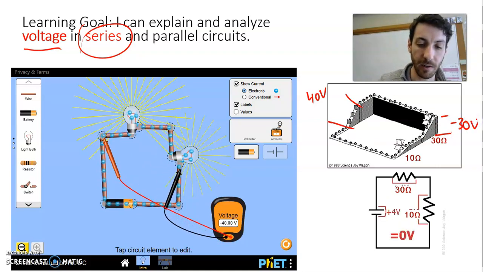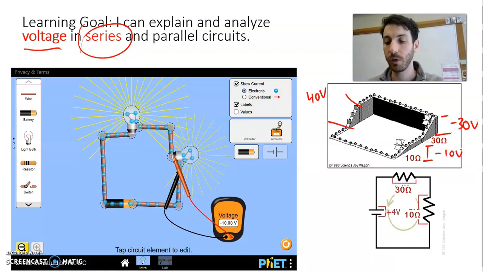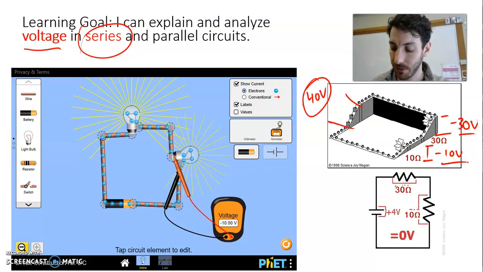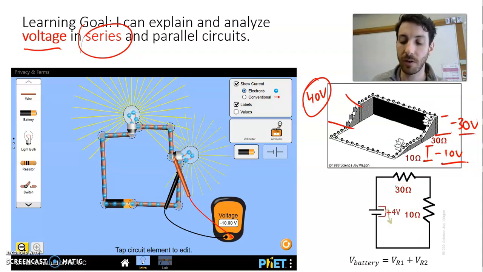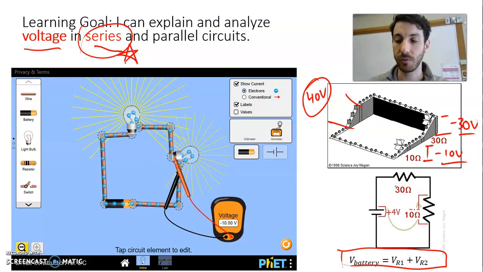Across our second light bulb, we have negative 10 volts. So what you'll notice is the voltage gained by the battery is the voltage lost across the resistors. So we can write this out in a statement: for series, the voltage of the battery, the voltage gained, is equal to the addition of the voltages lost.